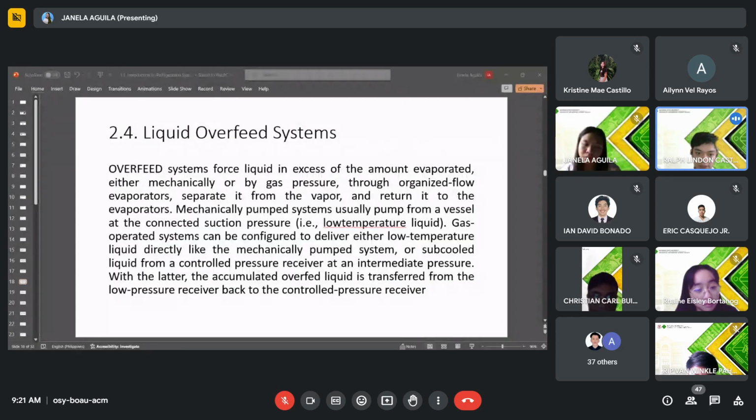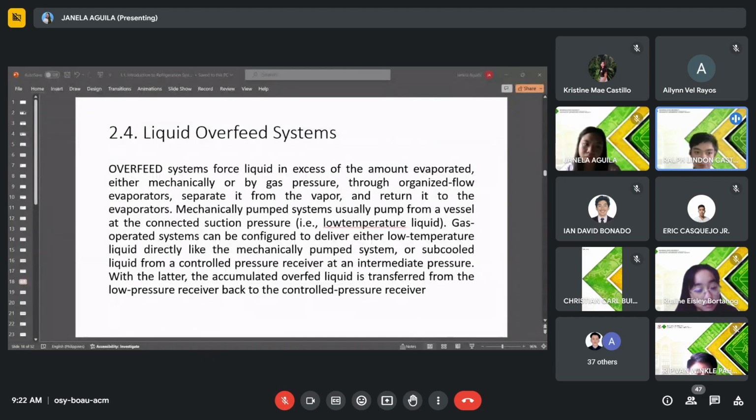Gas operated systems can be configured to deliver either low temperature liquid directly like the mechanically pumped system or subcooled from a controlled pressure receiver at an intermediate pressure. With the latter, the accumulated overfed liquid is transferred from the low pressure receiver back to the controlled pressure receiver.